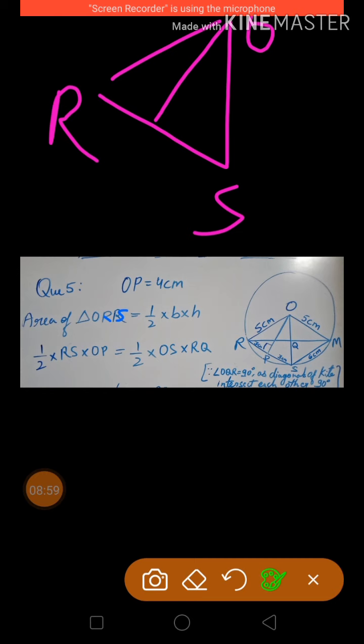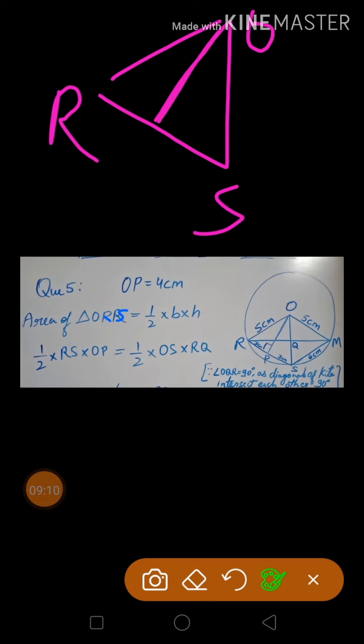When we find the area, what is the area? 1/2 base into height. Here the base is RS. Base is how much? Base is what? RS, and height we are taking, this is OP. OP is the height. So we are taking 1/2 RS into OP.